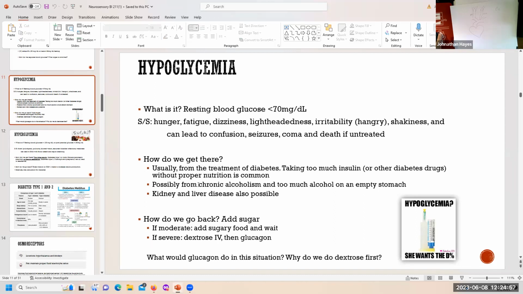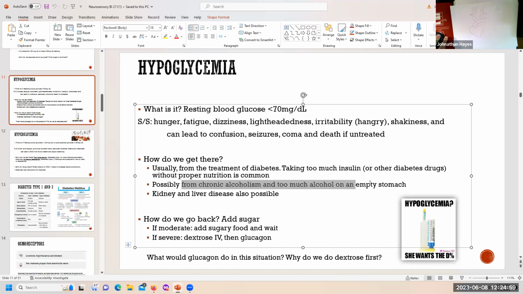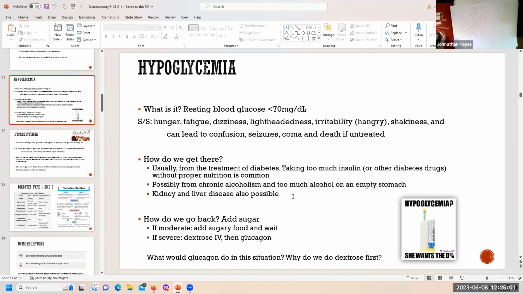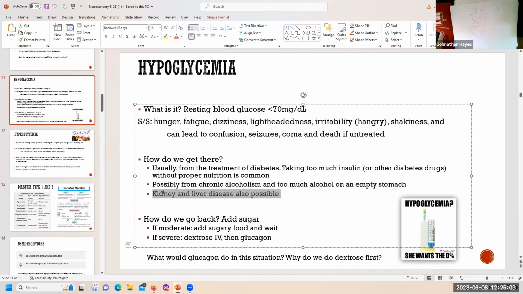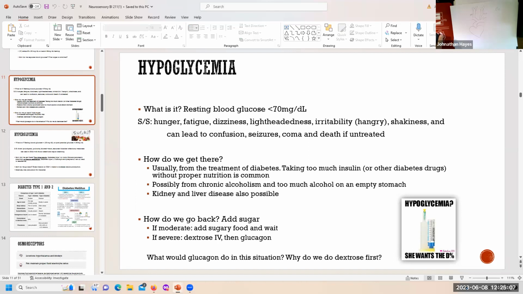Could come from chronic alcoholism, right? Kidney and liver disease also could be issues. But how do you go back? How do you treat hypoglycemia in the patient? Give them sugar. Isn't that nice?